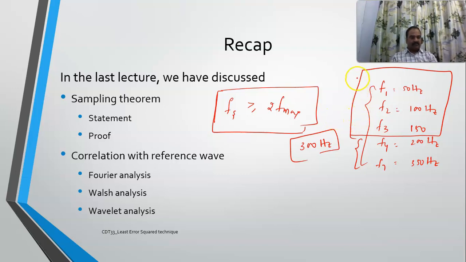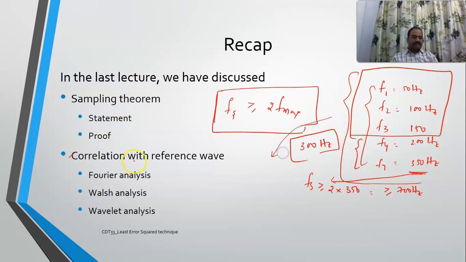So if you want to analyze your signal with all the harmonics included, then your sampling frequency must be greater than twice of 350, which means it must be greater than 700 Hz. So this is what we have gone through in our last lecture, and we have also seen the correlation with a reference wave. Based upon the reference wave, these signals will be mathematically expressed.